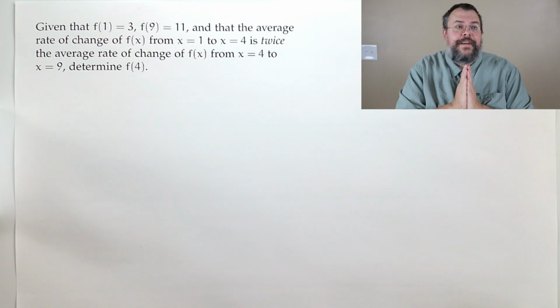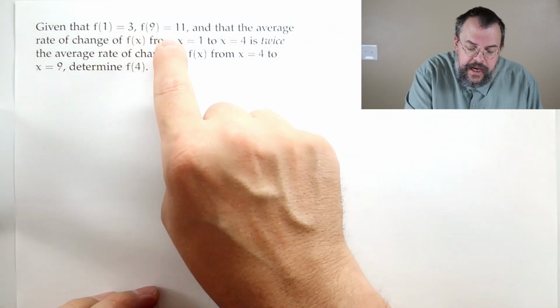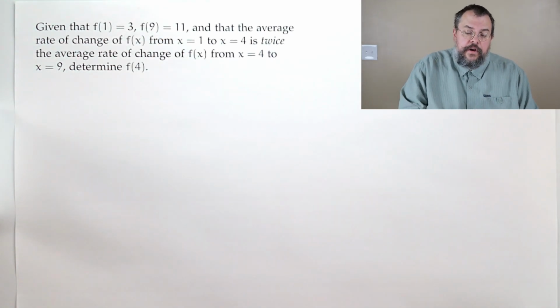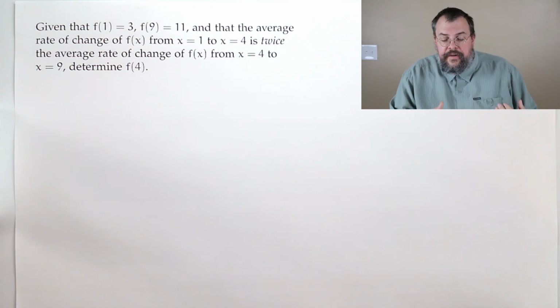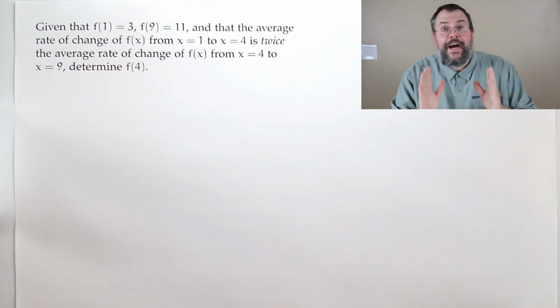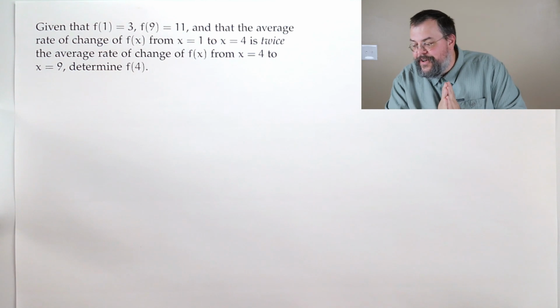Okay, here we go. We're told f of 1 is 3, f of 9 is 11, and that the average rate of change of f of x from x equals 1 to x equals 4 is twice the average rate of change of f of x from x equals 4 to x equals 9. And now we're going to determine f of 4. All right, this is good stuff.